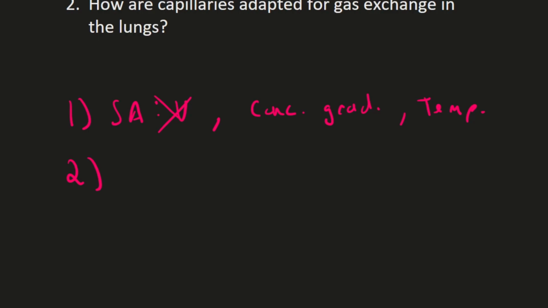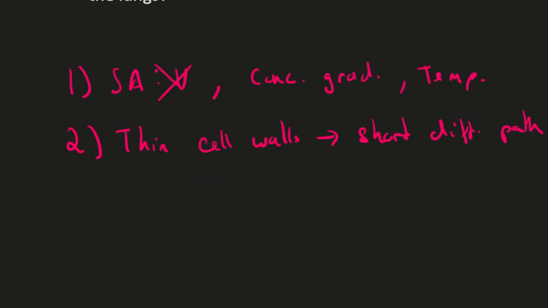Well, you can say a few things. You can say they have very thin cell walls, which gives a short diffusion path that increases the rate of diffusion. And you can also say they have an increased blood flow. So when you have a large blood flow, that also allows you to maintain the concentration gradient, and that leads to increased diffusion as well.